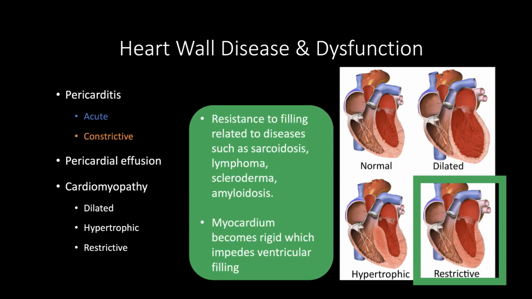And then we have restrictive cardiomyopathy. And this is resistance to filling. So this is related to diseases such as sarcoidosis, lymphoma, scleroderma, amyloidosis. And there's restriction to filling because the myocardium is really stiff and rigid. So it's not big and floppy and dysfunctional in that way, but it's just really stiff and rigid, so you don't get that filling like you normally would in diastole, and then you don't have the volume or the flexibility, compliance, in systole.